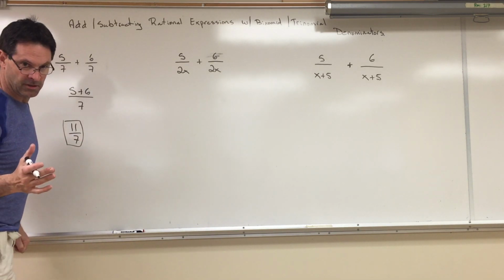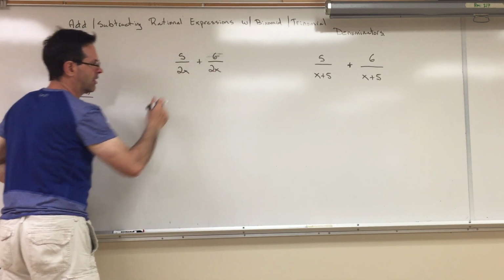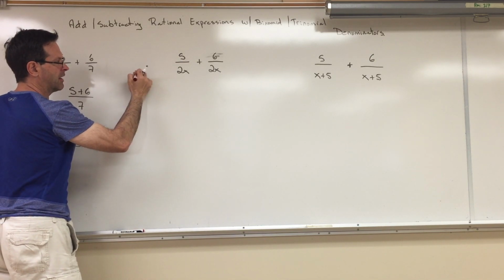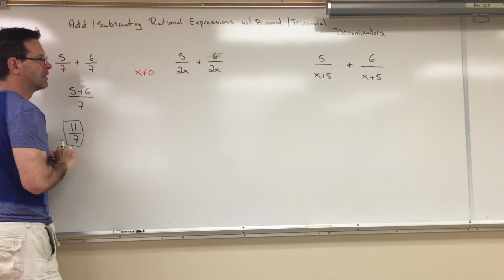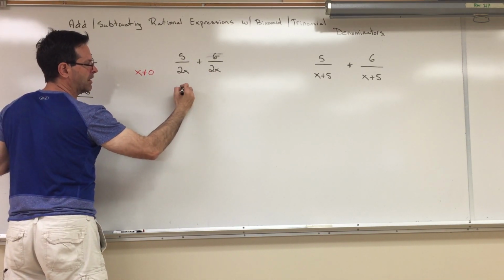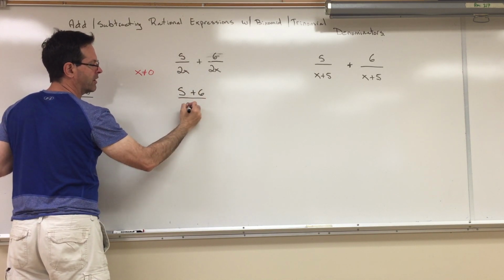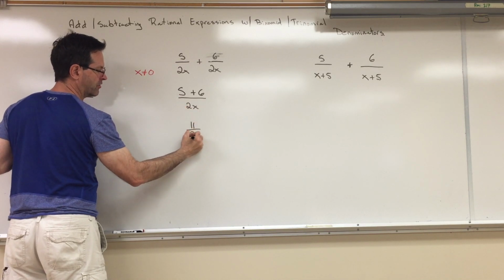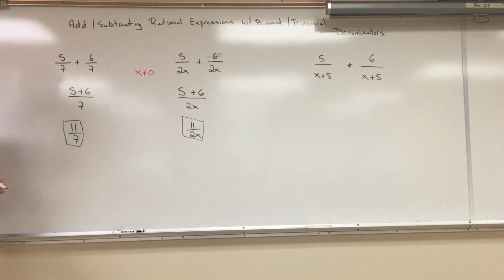Then in the last chapter, we looked at monomial denominators. So we needed to find our non-permissible values. We know that x cannot equal 0 here, from here and here. We know that they have a common denominator now. So we add the numerators, 5 plus 6 all over the one denominator. 5 plus 6 is 11 over 2x. And x can't equal 0.